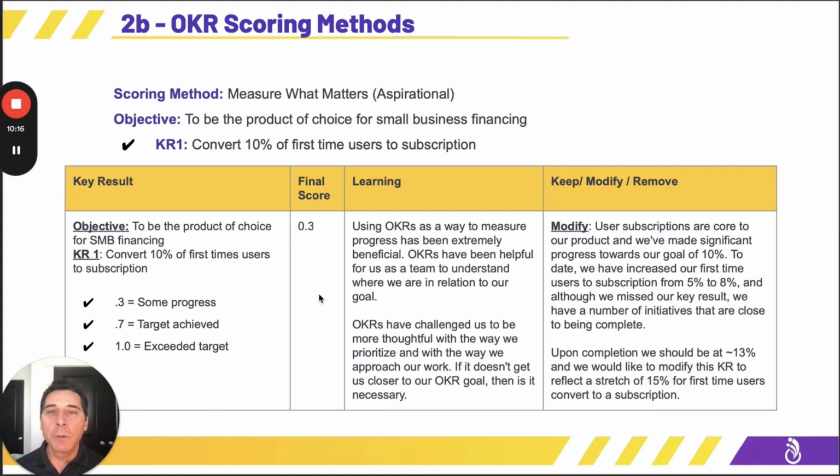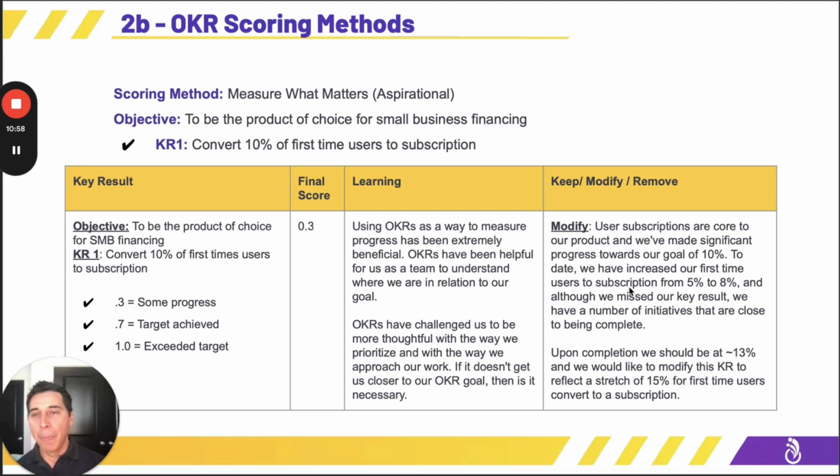In terms of the final score and this end of grading cycle for an aspirational key result here, we gave ourselves a 0.3. Okay, well, why did we give ourselves a 0.3? Well, let's take a look at the keep, modify, and remove. Okay, so user subscriptions are core to our product, and we've made significant progress towards our goal of 10%. To date, we have increased our first-time users to subscription from 5% to 8%, and although we missed our key result, we have a number of initiatives that are close to being complete, and upon completion, we should be at 13%, and we should have to modify this key result to reflect a stretch of 15%, okay?